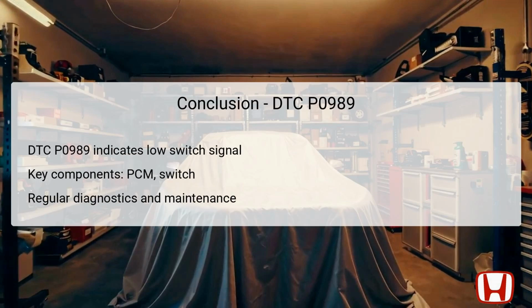In summary, DTC P0989 points to a low signal from the transmission fluid pressure switch E, linked with the 6th clutch system in the Honda Accord. Understanding its components, including the significant role of the PCM, helps in diagnosing the issue effectively. Symptoms like the MIL and harsh shifting signal that prompt action is necessary.